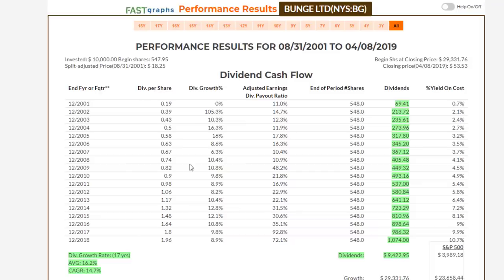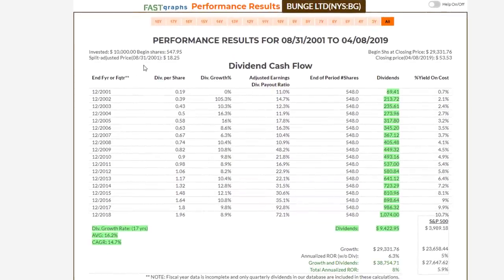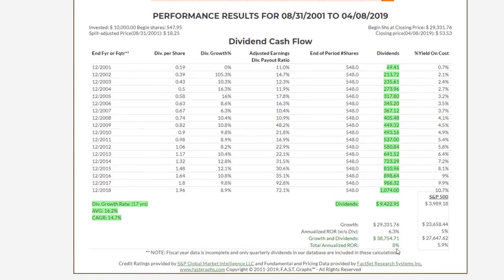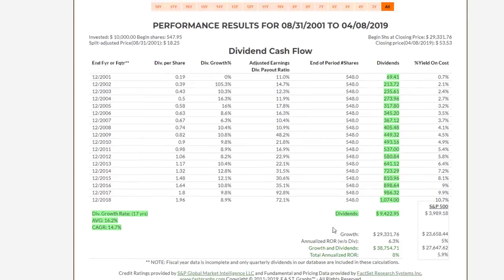Regardless, if you look at the long-term track record, even with all that cyclicality, if you bought this stock as far back as you can go, August of 2001, you would have earned $9,400 in dividends versus $33,989 in the S&P. $10,000 would have grown to 29 versus 23,000 and change. Your total would be 38,000 versus 27, and 8% return versus 5.9.